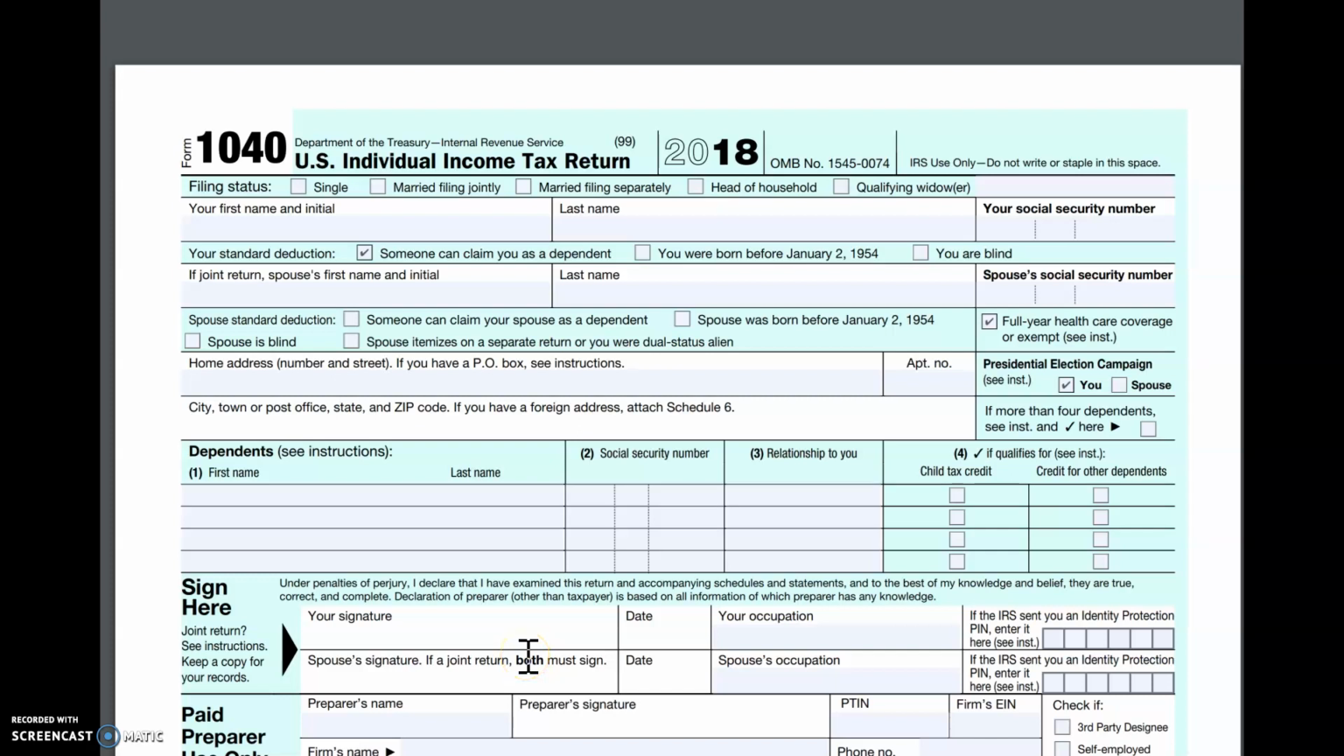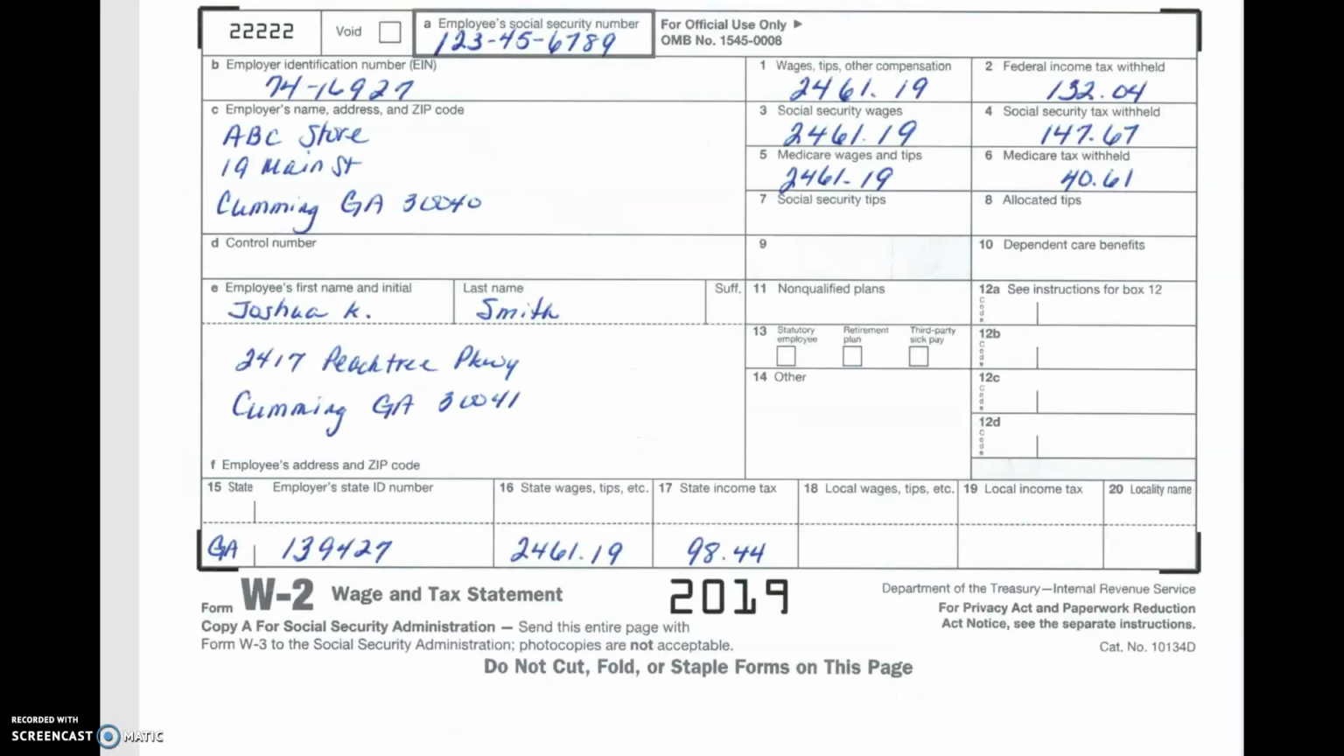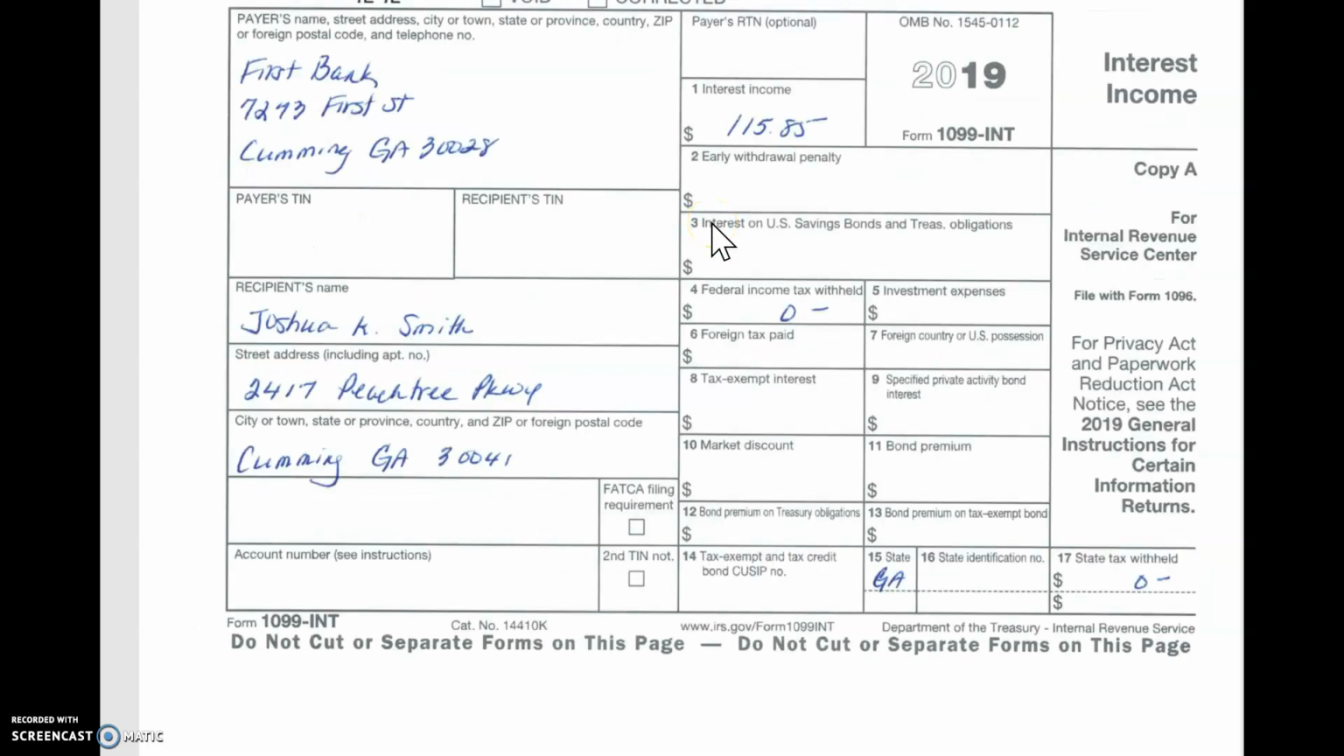Today we're going to do the federal income tax form for Josh Smith. I know you've already read about Josh Smith, and you know that Josh is a student. He lives with his parents and is a dependent upon his parents. He has a part-time job, and he currently works at ABC store, and he has a bank account at First Bank where he's earned some interest income.